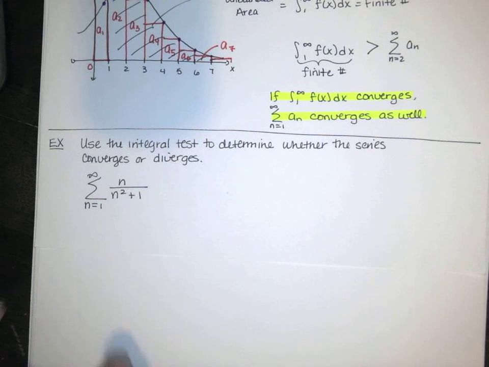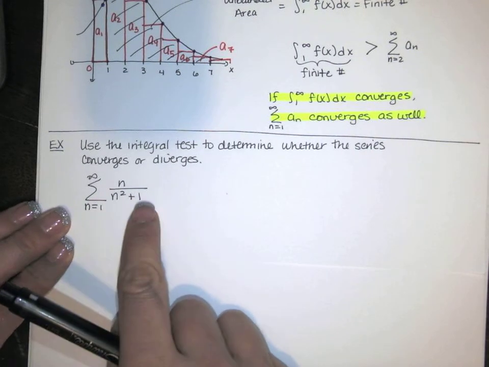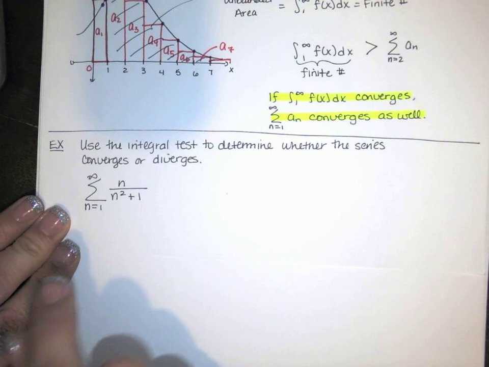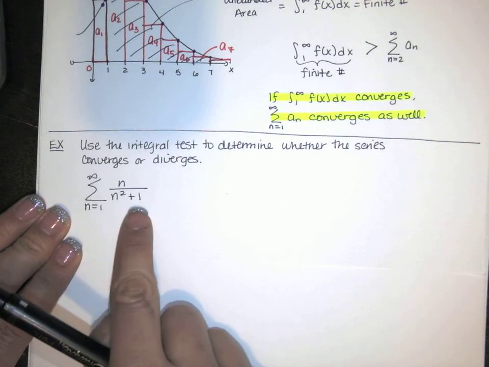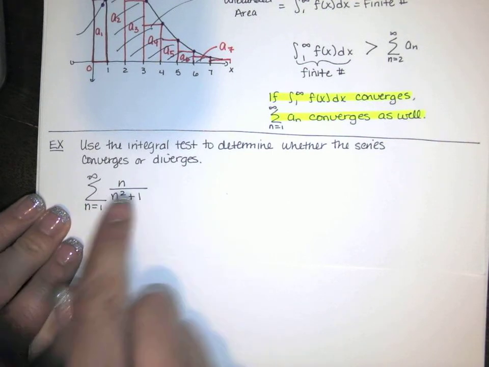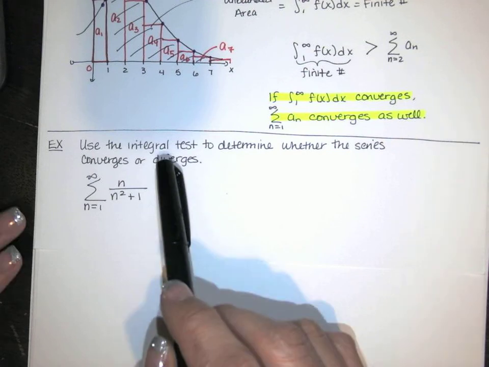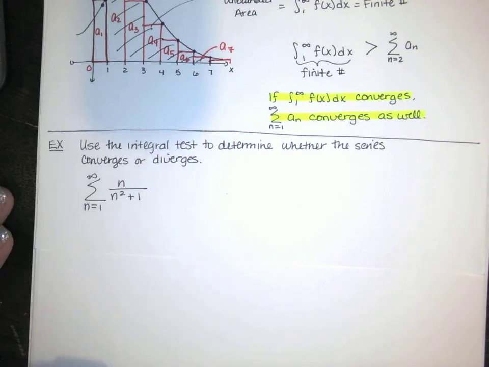So it's not telescoping, it's not geometric, I don't see numbers raised to the nth power. And as n goes to infinity, since the degree of the denominator is larger, a sub n goes to 0. That means the series might converge, but it might also diverge. The nth term test is inconclusive. So we have to do something else.